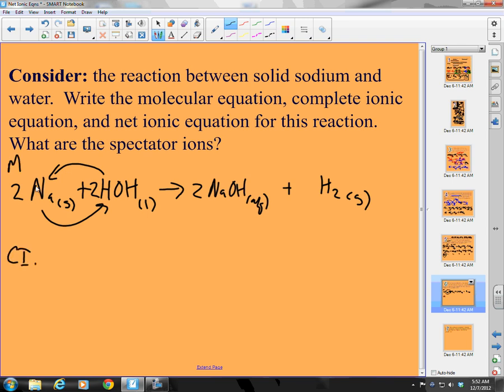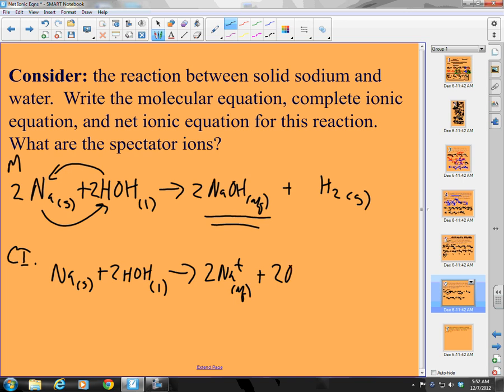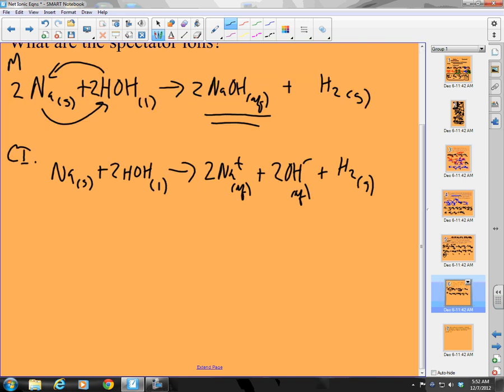Complete ionic? Well, let's find anything that's aqueous. Okay, here we go. Anything else aqueous? No, so we want to break that guy up. So it's going to be Na solid plus 2 HOH liquids yield what? 2 Na+ aqueous plus 2, what's my other ion here? OH- aqueous plus H2 gas. So that is my complete ionic. Do I have any spectator ions? No spectator ions. So what's my net ionic? The same as my complete ionic.